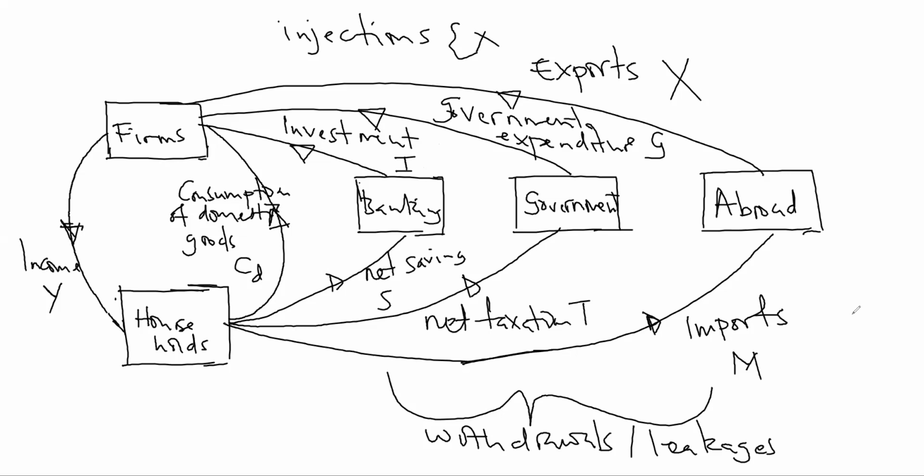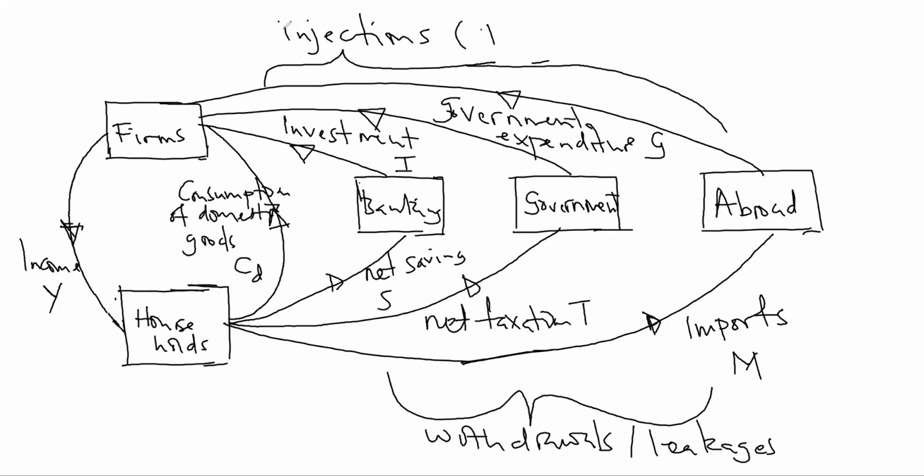Let me start with I. I'm trying to draw a curly arrow. So it's I, G, and X. Remember, I think I did drop off exports here. Exports, X. All right, so we have got injections, I, G, and X. Money coming into circulation. Withdrawals, S, T, and M. Money going out of circulation.